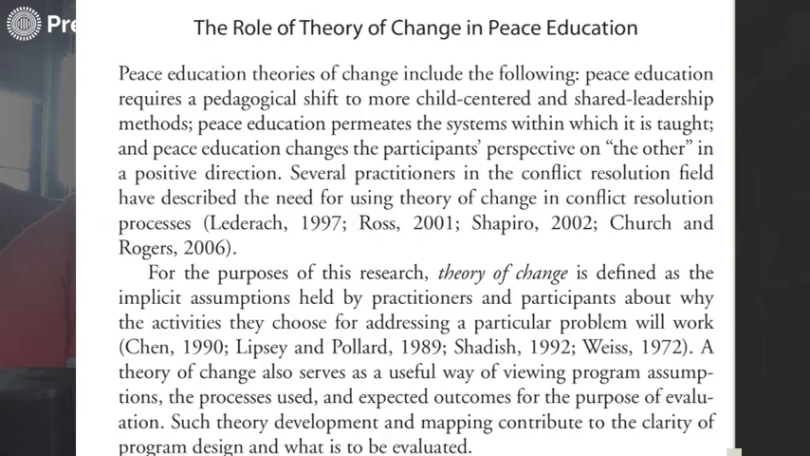Remember, earlier I mentioned assumptions. So you start looking at the assumptions of the programs, the processes used, and the expected outcomes. Exactly what I said earlier. That's how the theory of change is applied in research. You look at the assumptions, you look at the outcomes, and you look at whether the purpose or the goals of the programs are achieved.